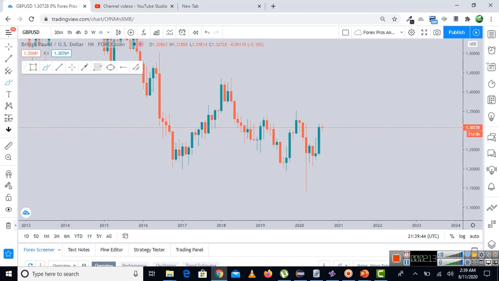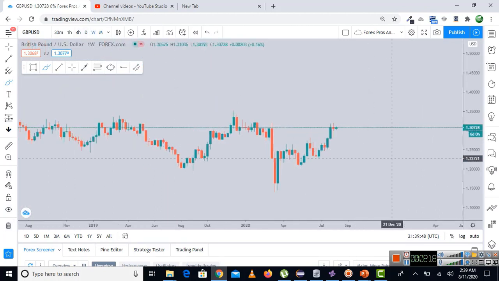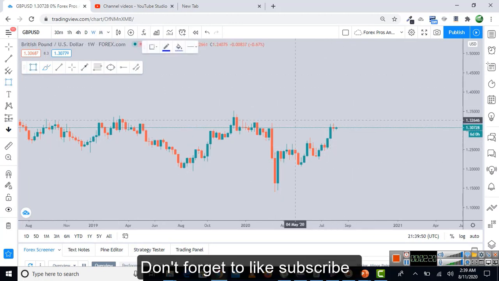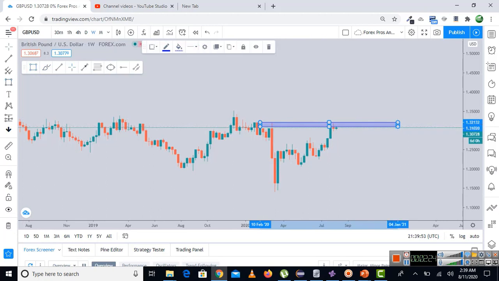So moving down to the weekly chart, let's see what the market has to provide us. On the weekly chart, we can see that the market is approaching a structure resistance, and on the last retest the market made all this move to the downside. So again there's a possibility that the market will be making a move to the downside from this structure resistance.